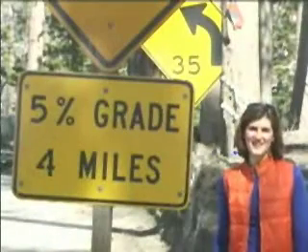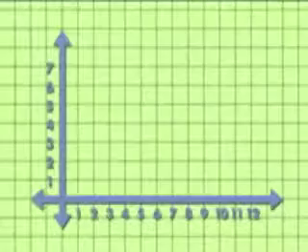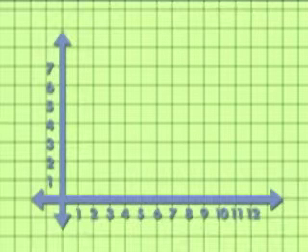Let's take a closer look at rise and run. One way to find the slope of a line is to use the rise and run to make a slope triangle. To do this, there are a few things you need to know about measuring the rise and run.